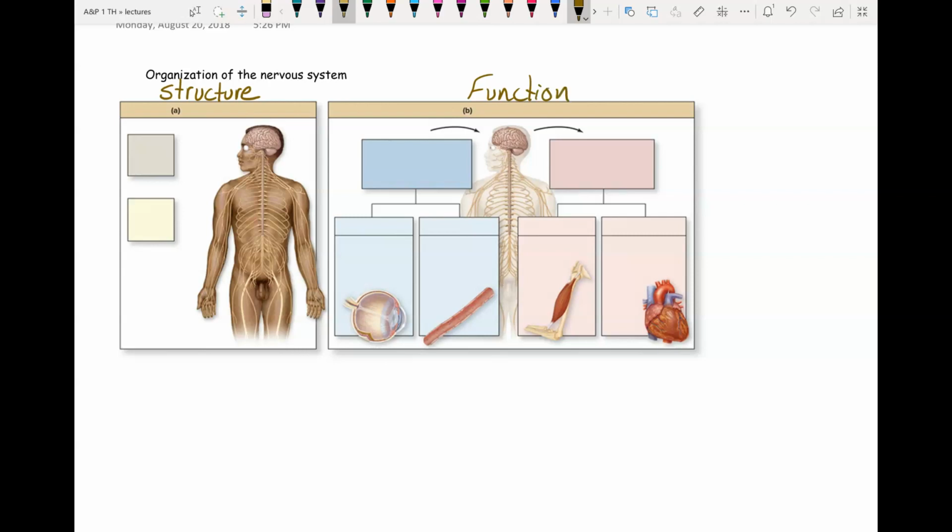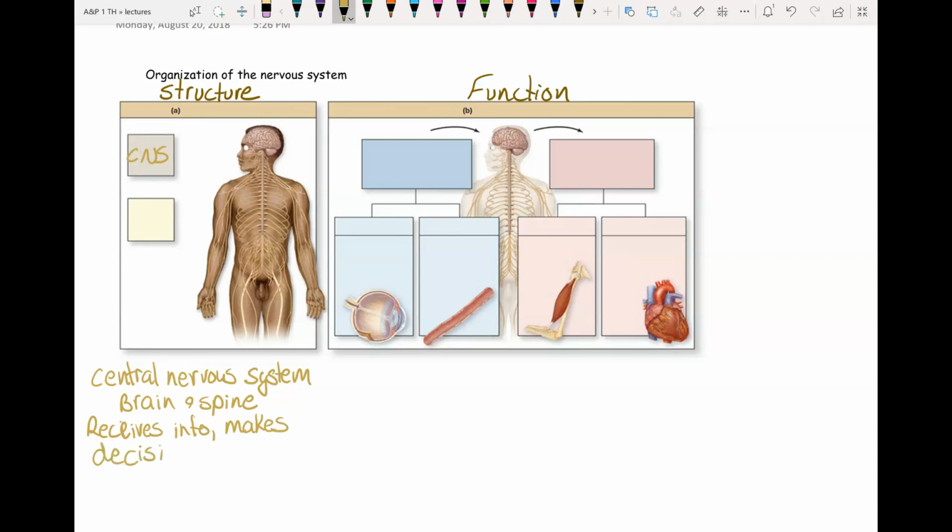For structure, we have two. There is the CNS, which is the central nervous system. This is the brain and spine. The central nervous system receives information, makes decisions, and gives commands.